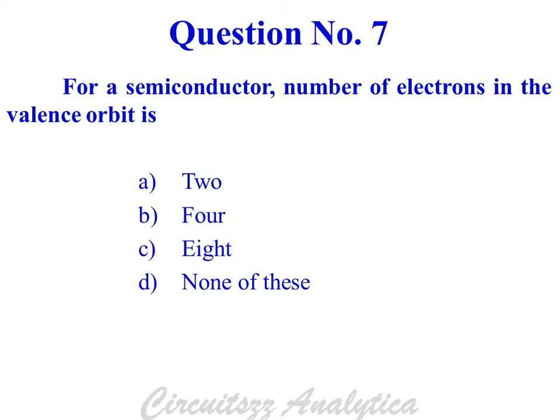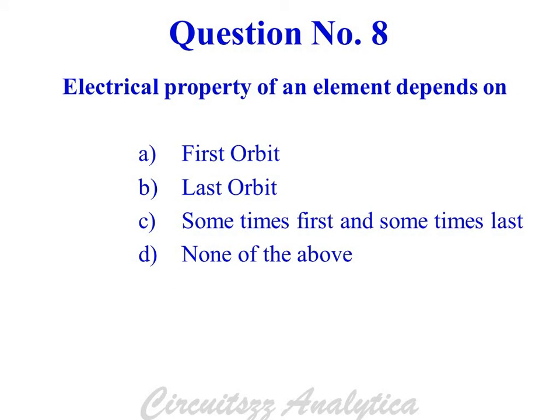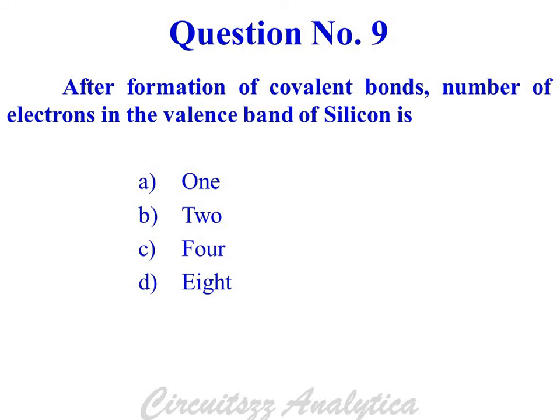For a semiconductor, number of electrons in the valence orbit is 4. Electrical property of an element depends on its last orbit. After formation of covalent bonds, number of electrons in the valence band of silicon is 8.